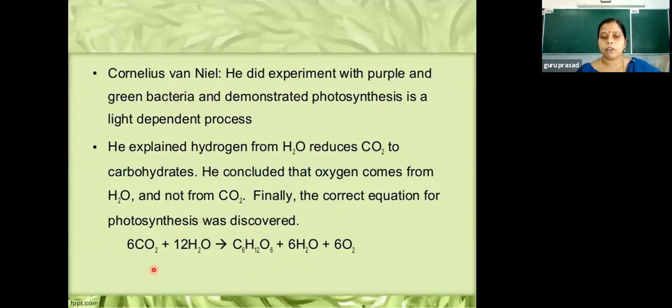He concluded with the final equation: 6CO2 plus 12H2O, in the presence of sunlight inside the mesophyll cells, get converted into glucose, which also liberates 6 molecules of water and 6 molecules of oxygen. This is the overall final equation for photosynthesis. So this is how different scientists worked on photosynthesis and proved that sunlight is required, carbon dioxide is required, and oxygen is evolved during photosynthesis. Okay, so next, this is about the introduction: early experiments done to prove the process, the products required for photosynthesis, and the byproducts released after photosynthesis. Next.